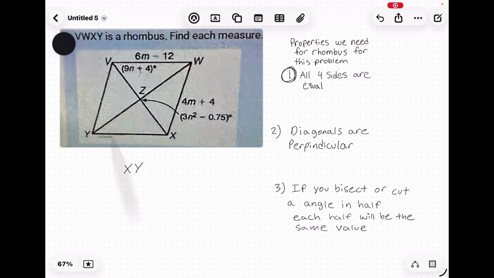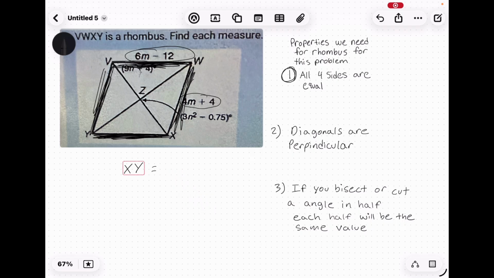XY, right? This is one of the sides. Now it doesn't matter what side I choose because all of them are equal. Hopefully that makes sense to y'all. So in order for me to solve for the side, I need to solve what m is. So if they're all equal to each other, I'm going to set those equal to each other.